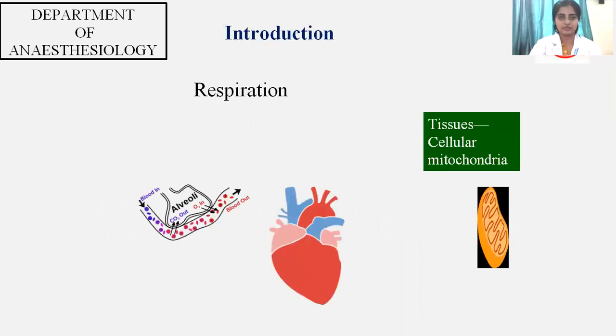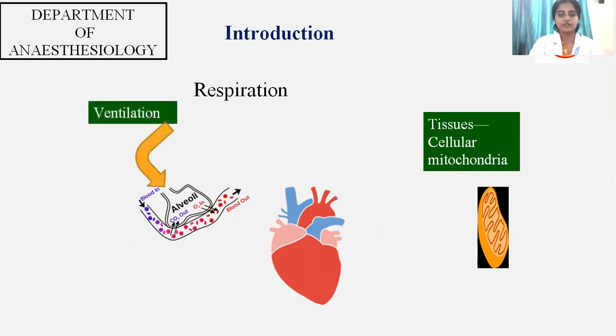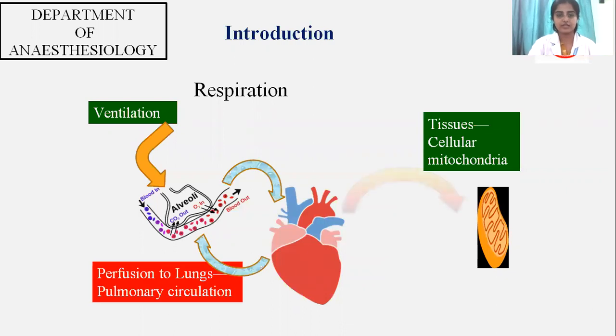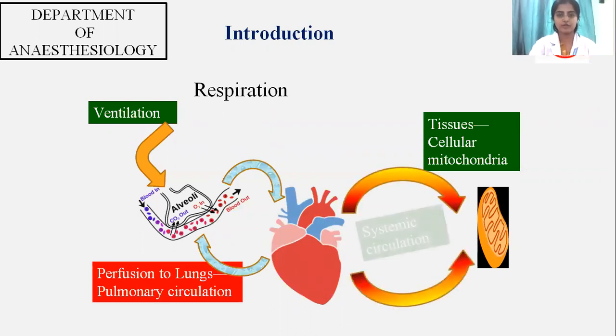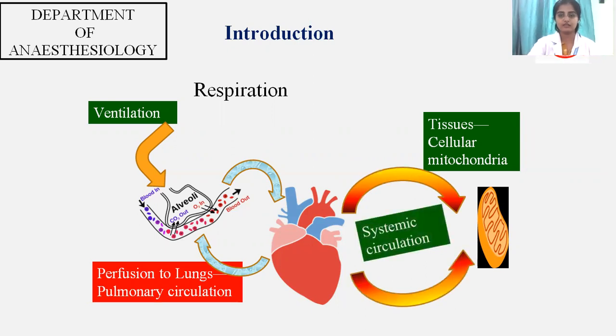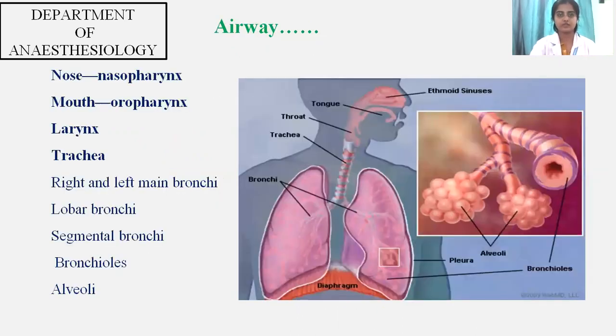Now, what is respiration? So first, when you inhale, the ventilation process takes place. The air goes into the alveoli from where the gas exchange takes place. Then there's perfusion to the lungs via pulmonary circulation, and then the systemic circulation takes place, through which the cellular mitochondria get the necessary products.